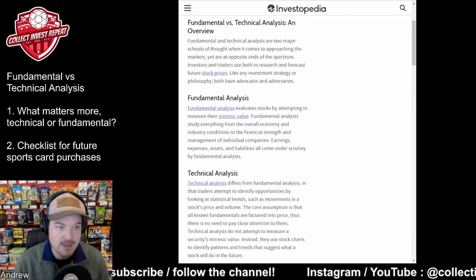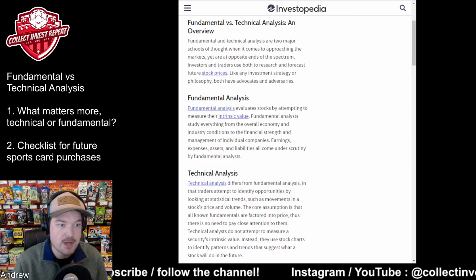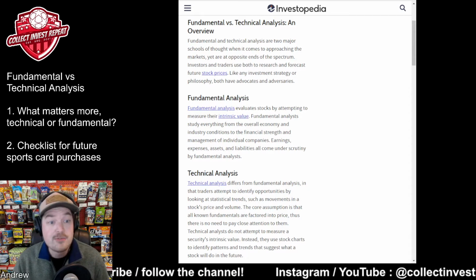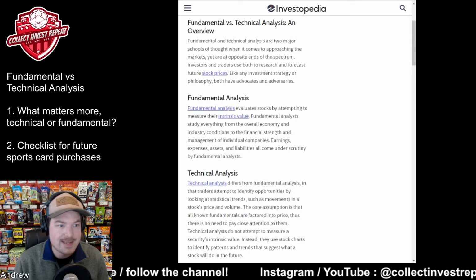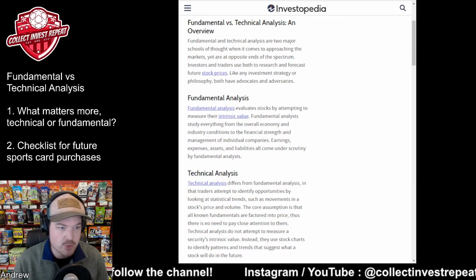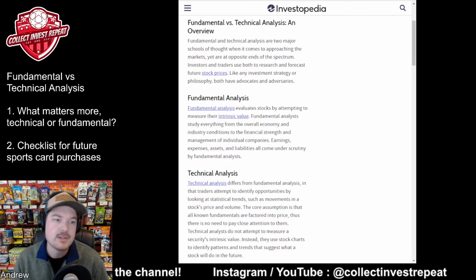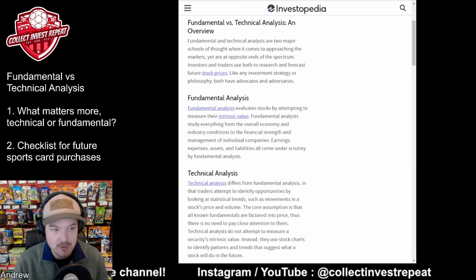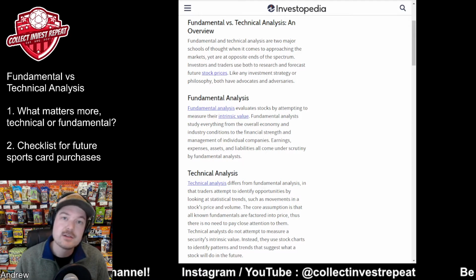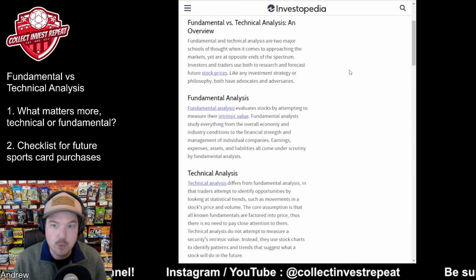Fundamental analysis evaluates stocks by attempting to measure their intrinsic value. Fundamental analysts study everything from the overall economy and industry conditions to the financial strength and management of individual companies. Earnings, expenses, assets, and liabilities all come under scrutiny by fundamental analysis. Now, we will define sports card fundamental analysis here shortly.